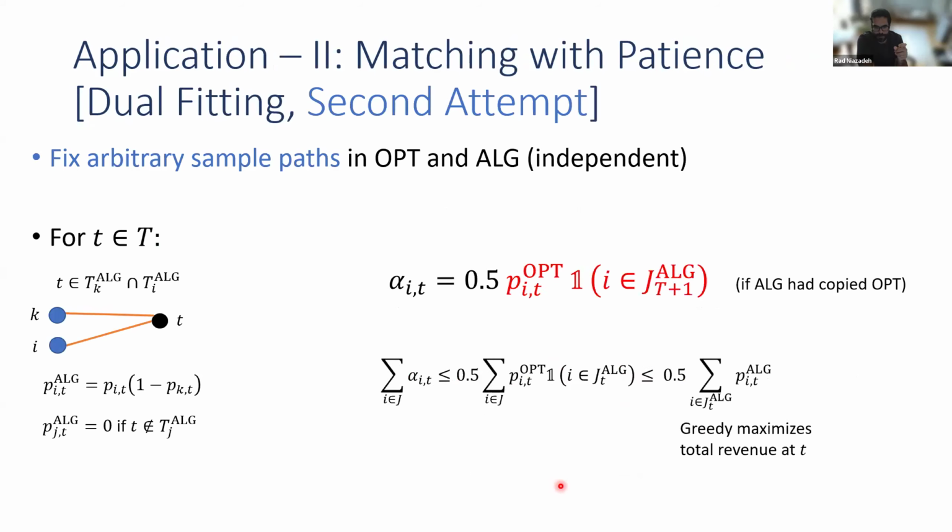Right, but this does not construct the alpha IT. You need to know PIT superscript opt, but the online algorithm doesn't know that. But this is like some existential proof. Yeah, so the online algorithm will know this, and it will try to maximize this. So we are just taking a lower bound on that.